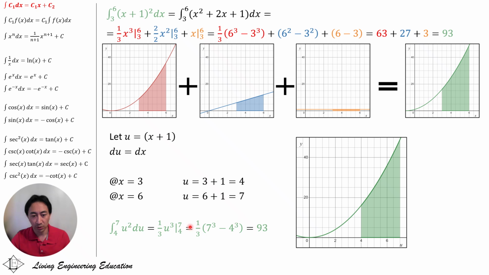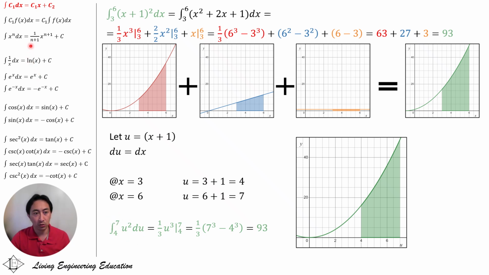So ignore this for now. Let's focus on this term right here. So x plus 1 squared is going to be replaced with u squared. Dx is going to be replaced with du. The lower limit 3 for x is going to be replaced with the lower limit u equals 4. Upper limit x equals 6 is going to be replaced with upper limit u equals 7. And so now this is the new form I'm going to solve for.